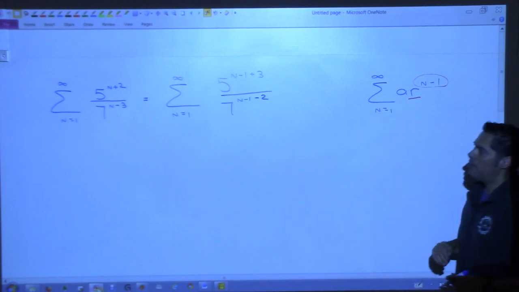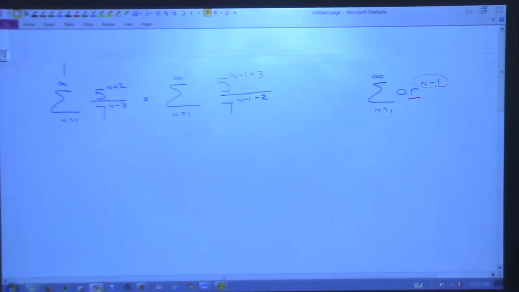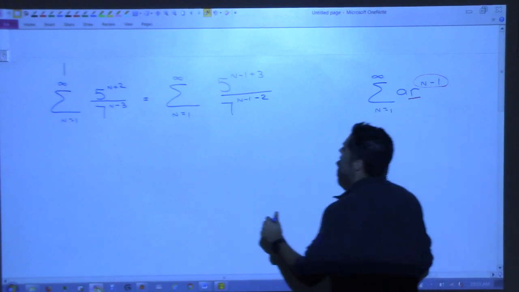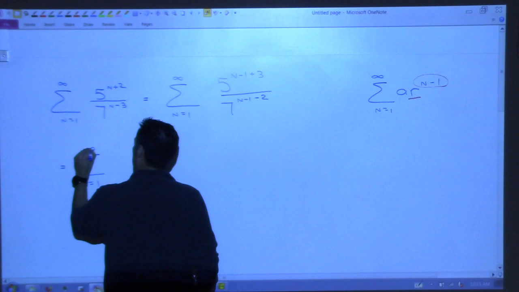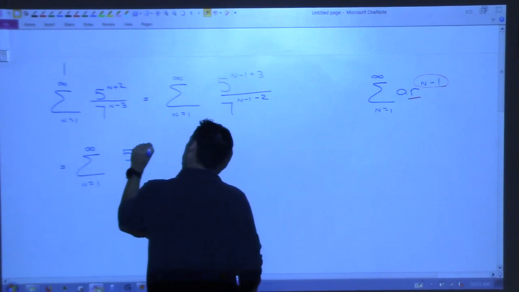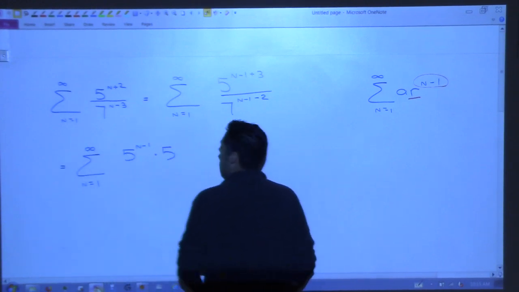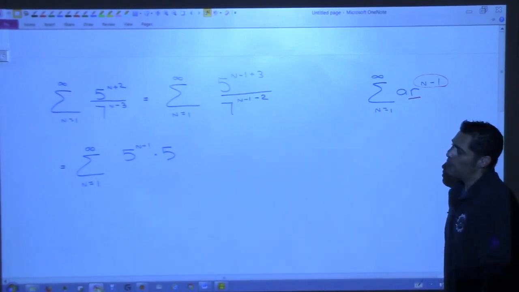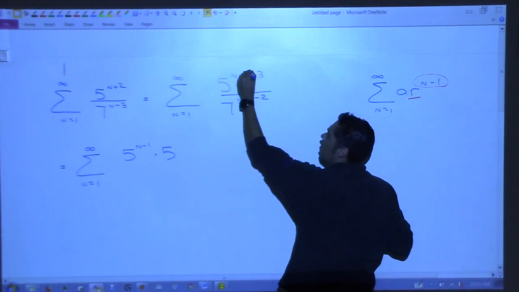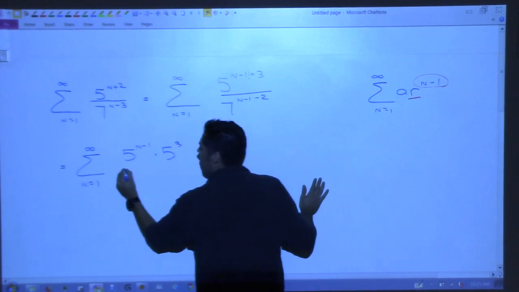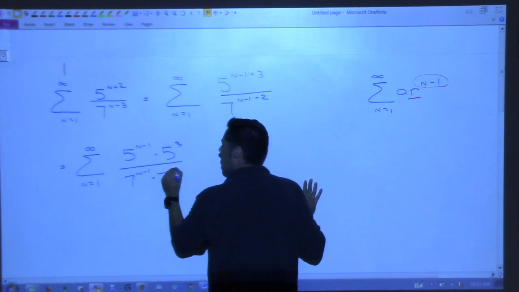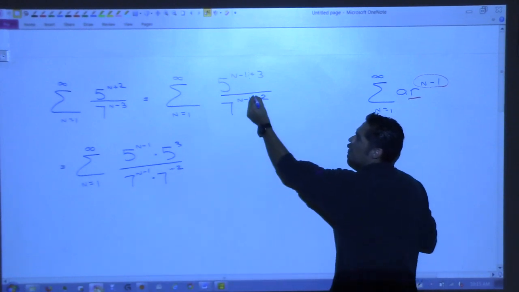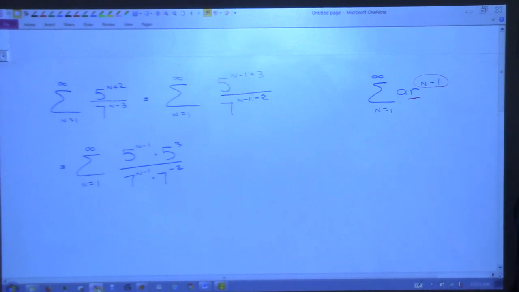So do you see how I've forced an n minus 1 into both of the exponents, right? Now what I'm going to do is split these up. So I'm going to write 5 to the n minus 1 times 5 to what power? The third, right? That's basically splitting this right here. And on the bottom, I'm going to do 7 to the n minus 1 times 7 to the negative 2, right? So that's splitting this one right there. Is that all right?